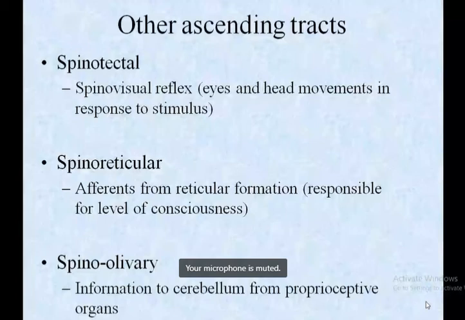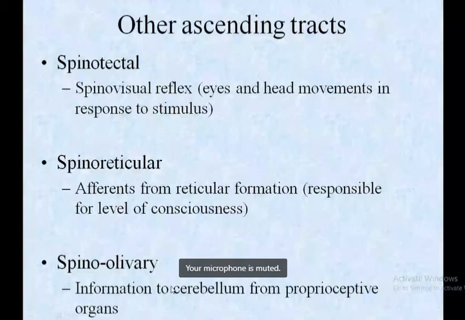Then next is the spino-reticular tract. The name itself suggests it connects the nuclei of the spinal cord with the reticular formation; spinotectal connects the spinal cord with the tectal nucleus; spino-olivary connects the spinal cord with the olivary nucleus. The spino-reticular tract carries afferents to the reticular formation, and this pathway is mainly responsible for the level of consciousness, like in the awake condition. The spino-olivary tract provides information to the cerebellum from proprioceptive organs.